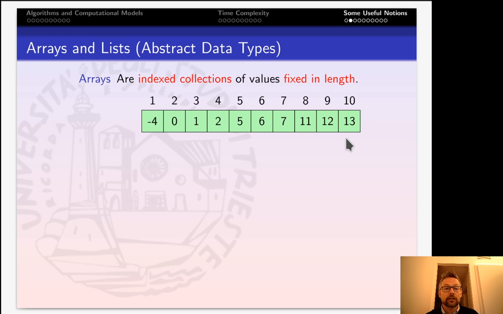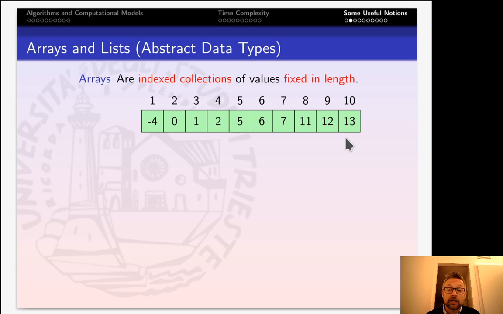So the arrays are indexed homogeneous collections of values. By homogeneous, I mean that they are able to store exactly the same data type. Okay, so in any array you can always find this very same data type. So if the first element is a number, the second element should be a number, and so on and so forth.